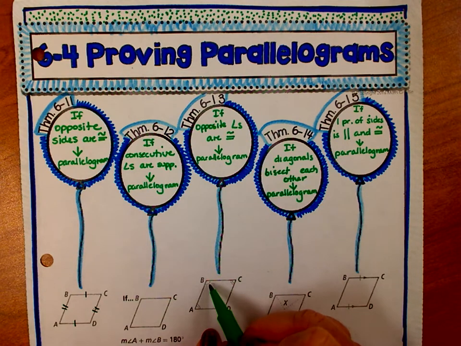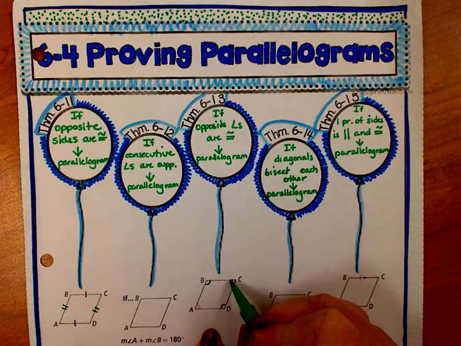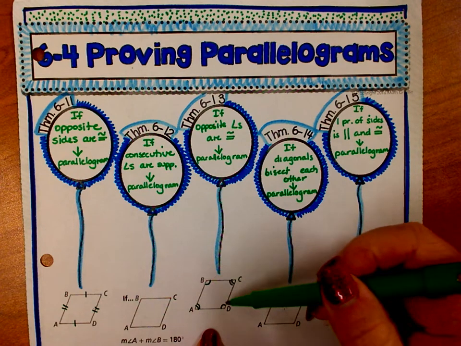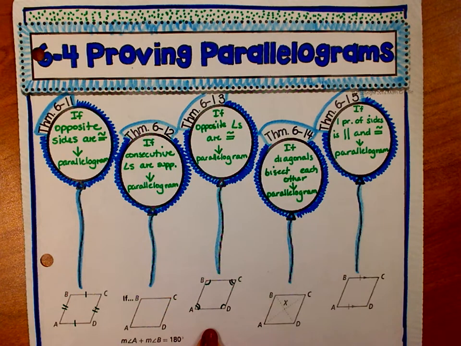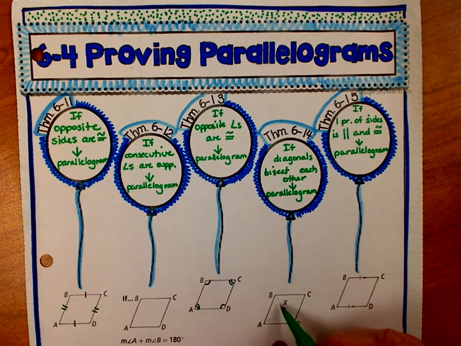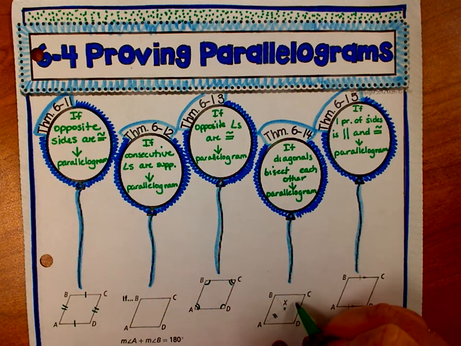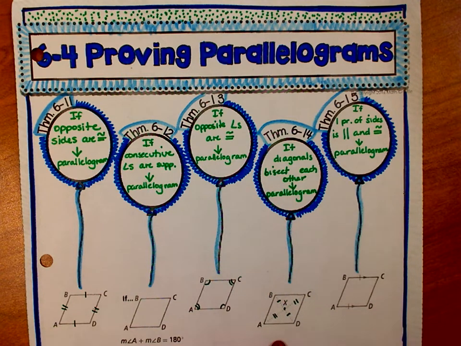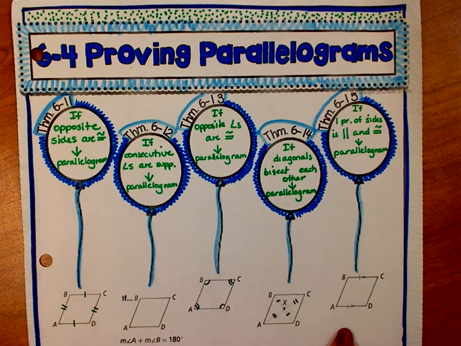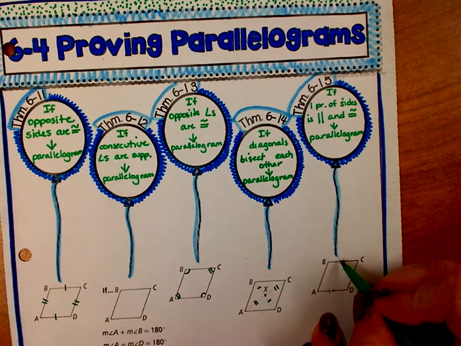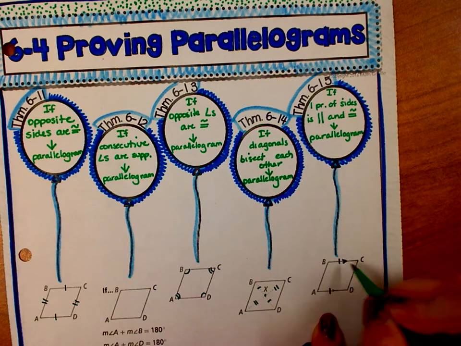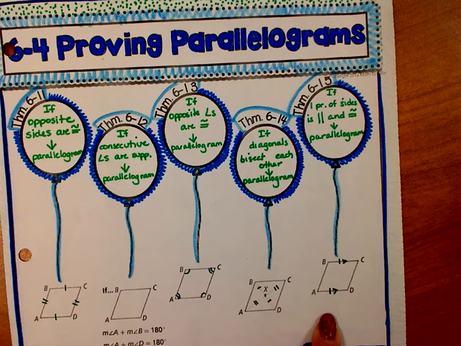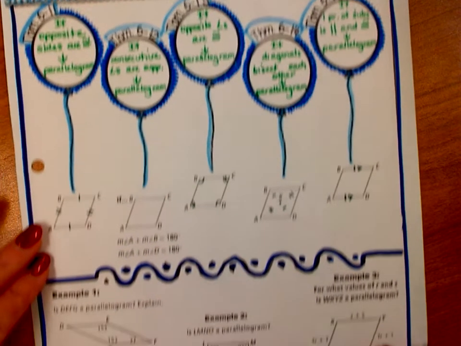In Theorem 6.13, if these opposite angles and these opposite angles are congruent, B is congruent to D and A is congruent to C, then it's a parallelogram. Theorem 6.14, if X is the midpoint, that means that BD and AC bisect each other. Then that means that AX and XZ are congruent and BX and XD are congruent because X is the midpoint, then it's a parallelogram. And finally, if one pair of sides is both congruent and parallel at the same time, then it's a parallelogram. Okay, let's take a look at this and see how we're going to use it.